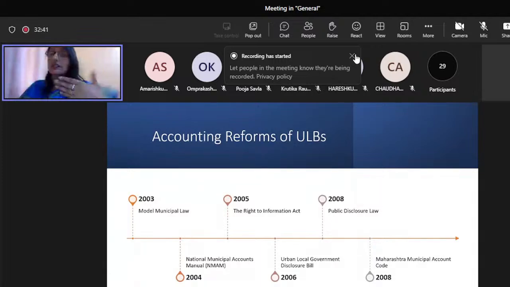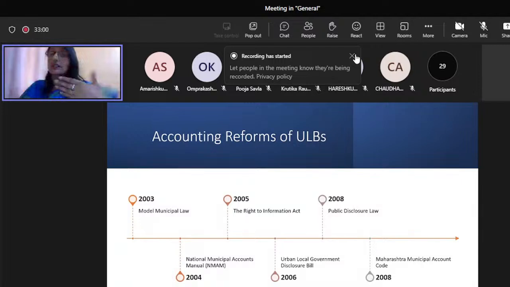So right to information means government accounting should be transparent. It should be readily available to the citizens of India whenever we require it. Public disclosure laws also came. All these are into this, because the government has a fiscal accountability.